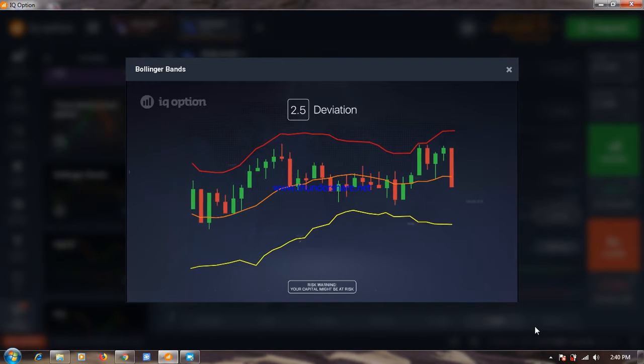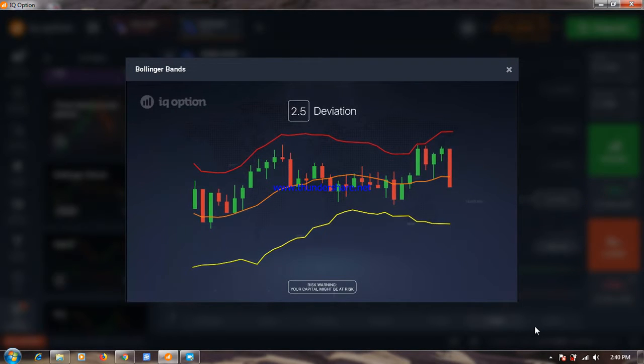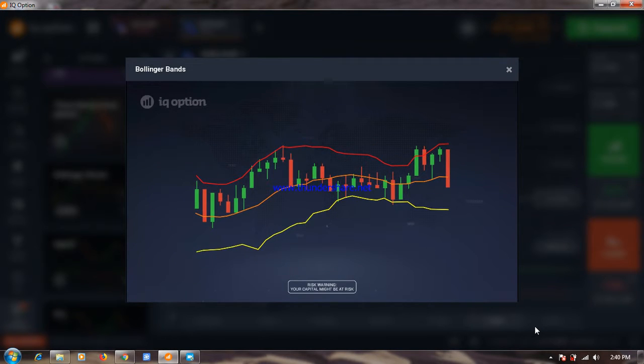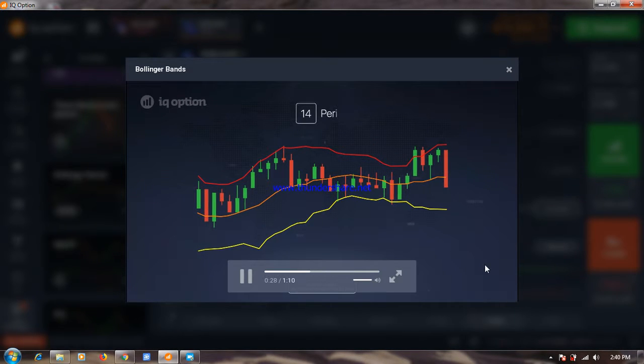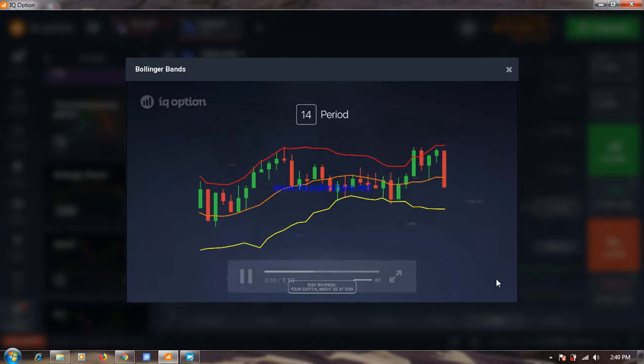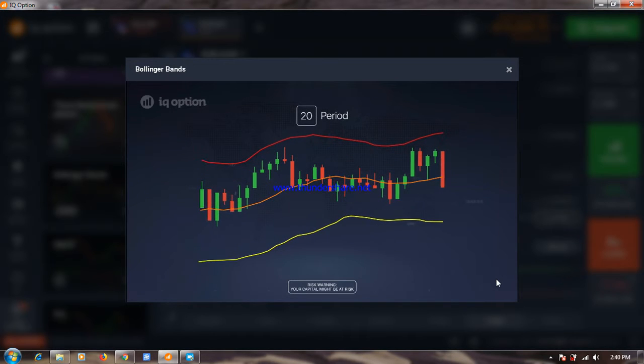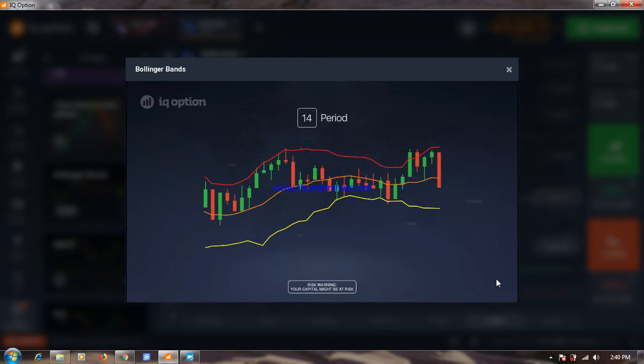The higher the coefficient, the wider the range, and the more infrequently the chart reaches borders. Period is a quantity of candlesticks used in the calculation of indicator parameters. Increasing period smooths the corridor but does not guarantee an increase in indicator performance accuracy.